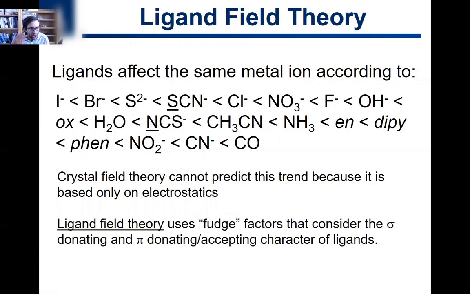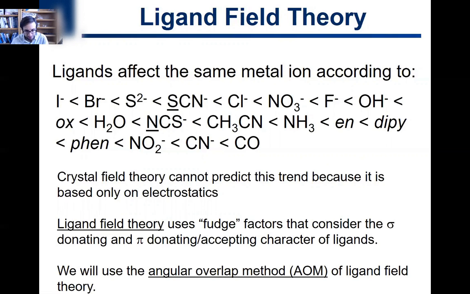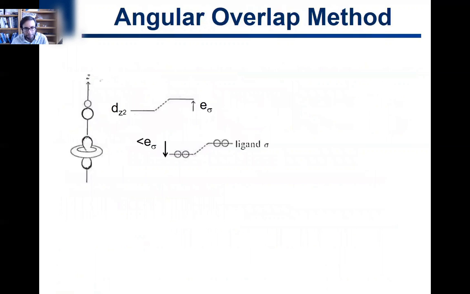These are tweaking the numbers to consider the sigma donating and pi donating or accepting character of the ligands, to then predict the overall structure of the molecule. We are going to be using a subset of ligand field theory called the angular overlap method, or AOM. So this is the idea of the angular overlap method.